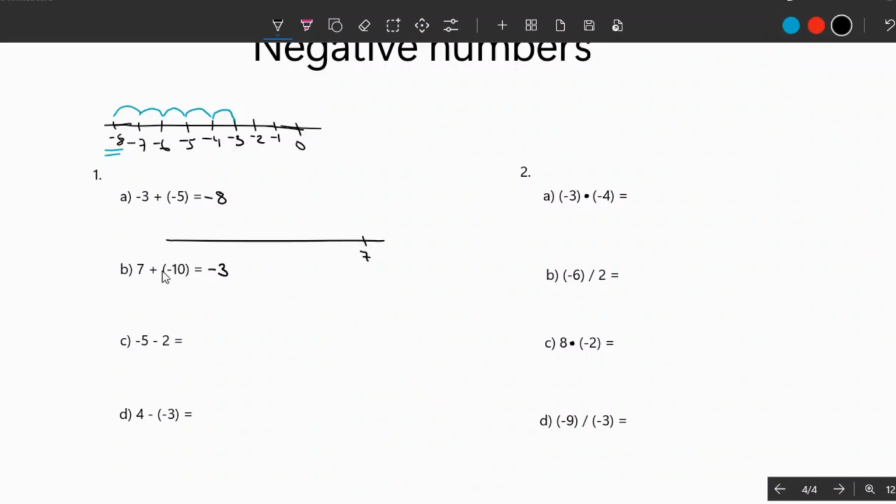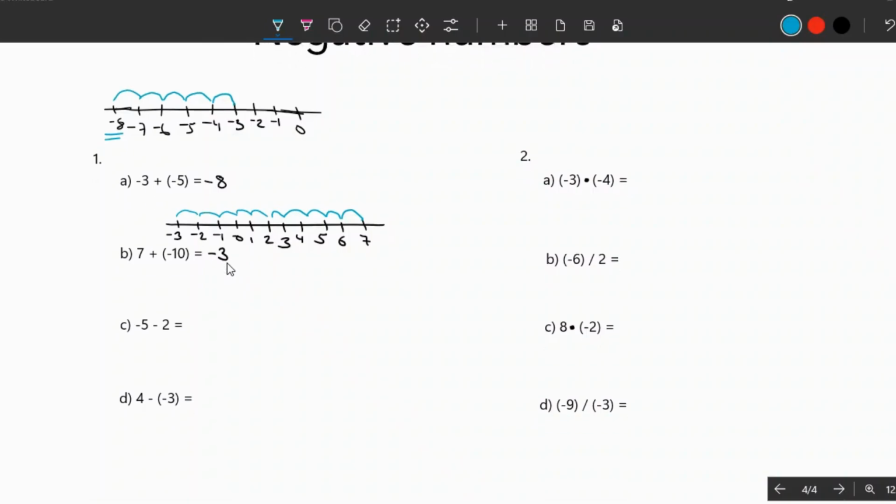You can always draw a line and stand here on 7, and then go 10 steps to the negative side. So 7, 6, 5, 4, 3, 2, 1, and then 0, and then we have -1, -2, and -3. So this is 1 step, 2 steps, 3, 4, 5, 6, 7, 8, 9, and 10. We will land on -3, which is the correct answer. Move on to the next question.